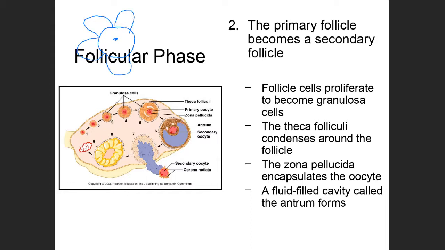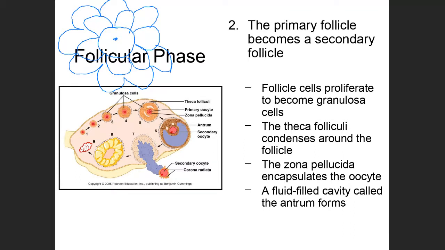So I'm making something that kind of looks like a flower because I'm not a good artist, but it's supposed to look like a cell that's surrounded by cuboidal shaped cells. And what happens next is we start laying down additional layers of these cells surrounding the oocyte. So that's kind of the first thing that happens. Once we have 2 layers or more of cells surrounding the oocyte, we stop calling them follicular cells and we start calling them granulosa cells.